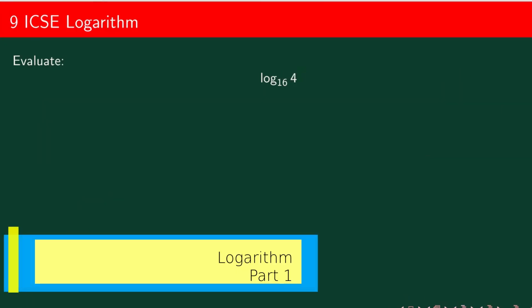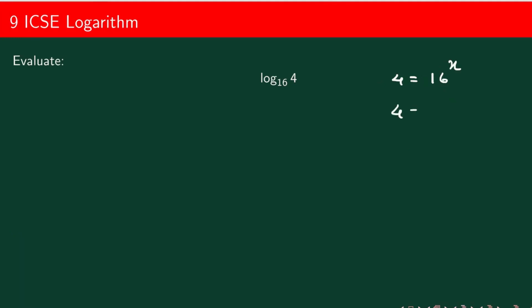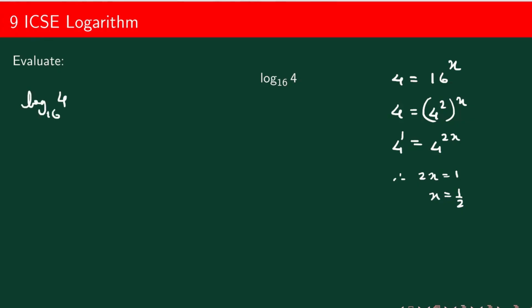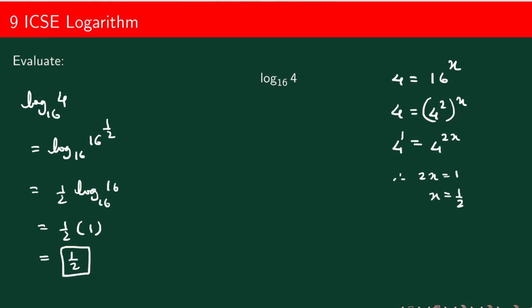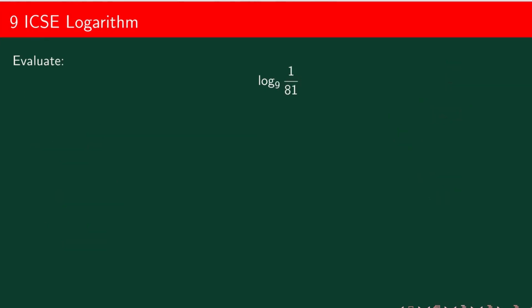So what we need to do is write 4 as 16 raised to a number, let's say x. And what is 16? 16 is 4 squared. So that is 4 raised to 2x. But you know that just 4 is 4 to the power 1. So that means 2x is 1 and x is half. So when we have log of 4 to the base 16, 4 can be written as 16 raised to half. So half log 16 to the base 16, and the answer is half. Let's move to the next question now.